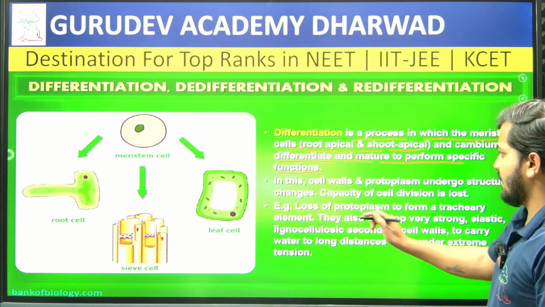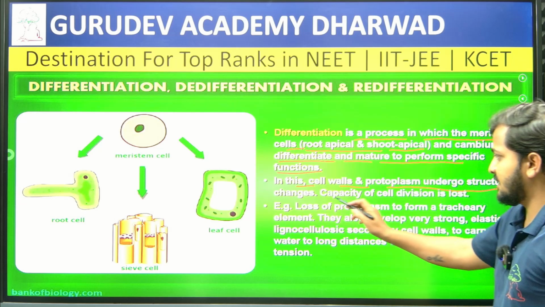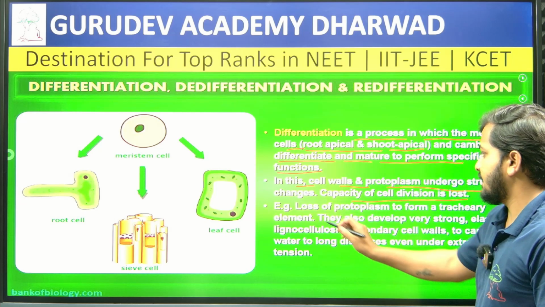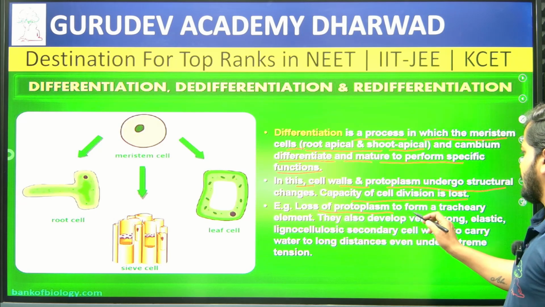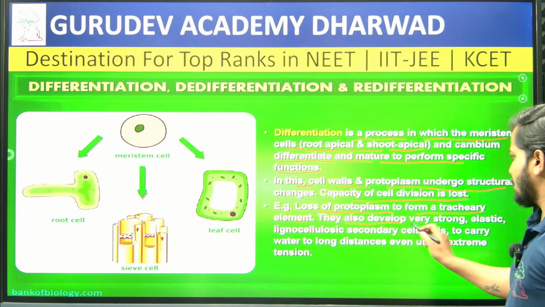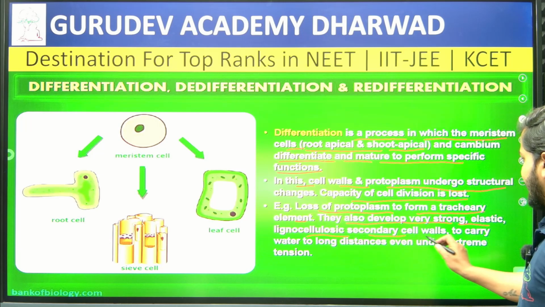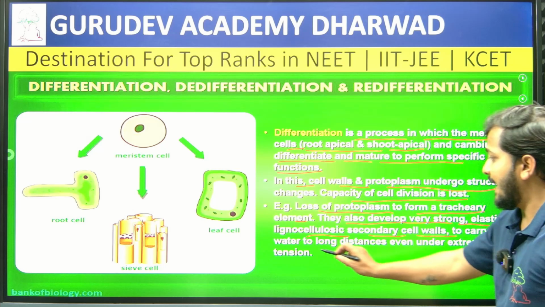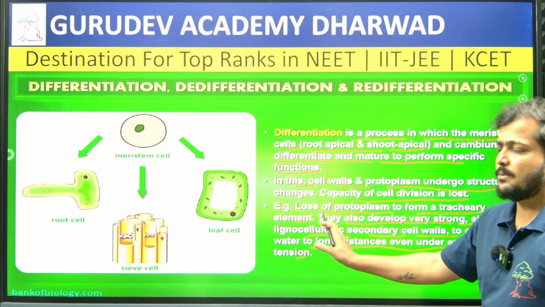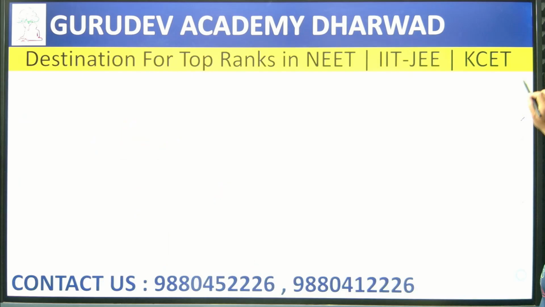You can observe the diagram here. In this, the cell wall and protoplasm undergo structural changes. The capacity of cell division is lost here, right? Then you will find loss of protoplasm in the tracheary elements. They also develop a very strong, elastic, lignocellulosic secondary cell wall, and carry water over long distances even under extreme conditions. So these are the examples given of differentiated forms of cells.